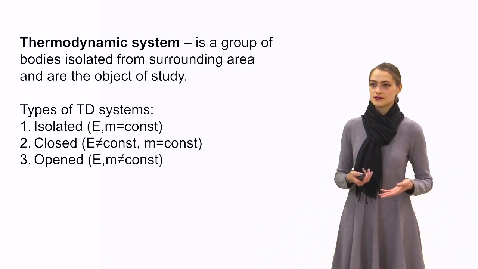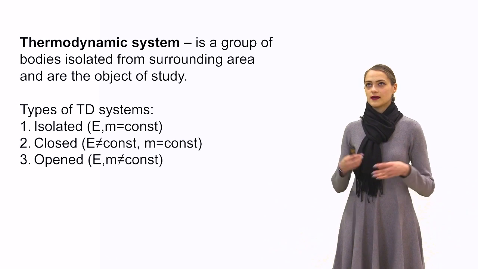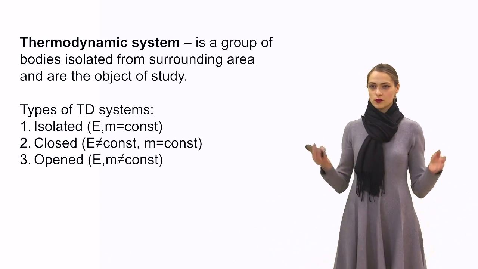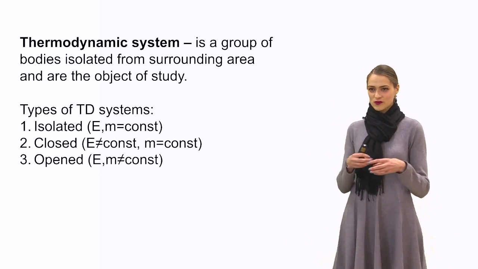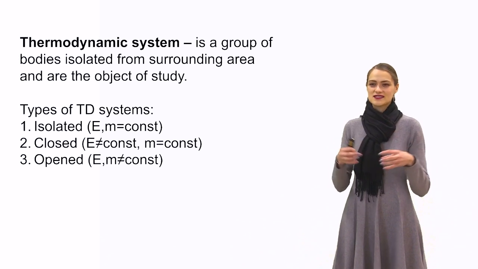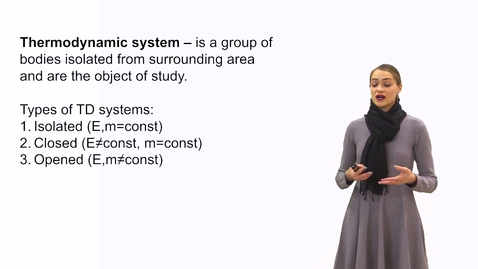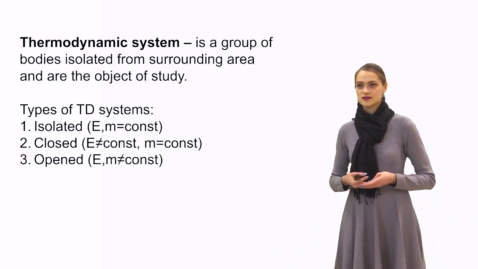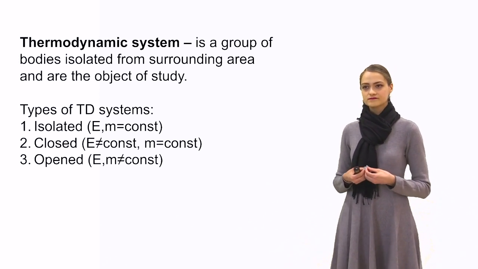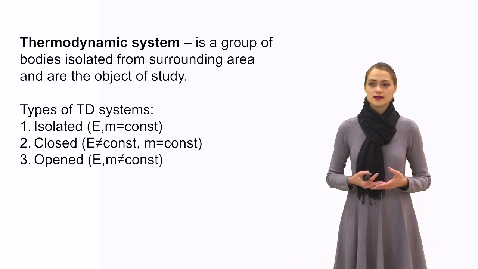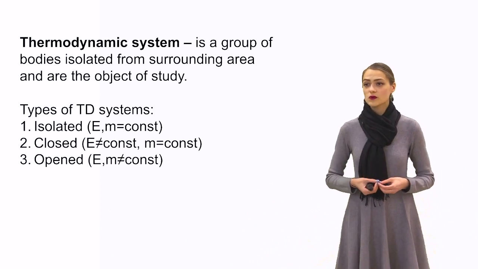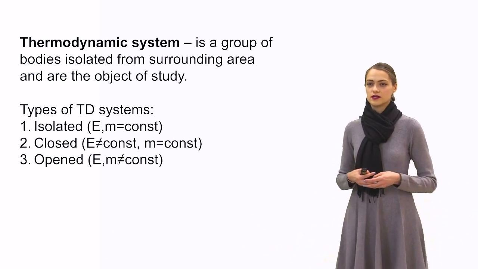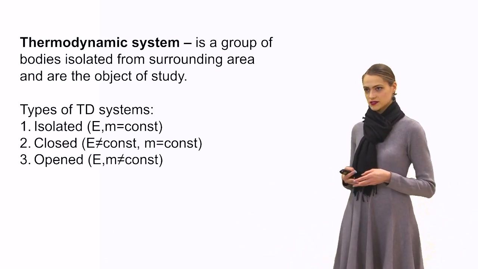So we have the isolated system, when this system doesn't have an exchange of mass and energy with the environment, so all processes take place exactly inside this system. But in the world, we don't have a real isolated system. We have ones very close to it, for example, a compressed gas cylinder or a sealed ampoule, and so on. And in practice, in real life, we deal with closed and open thermodynamic systems.